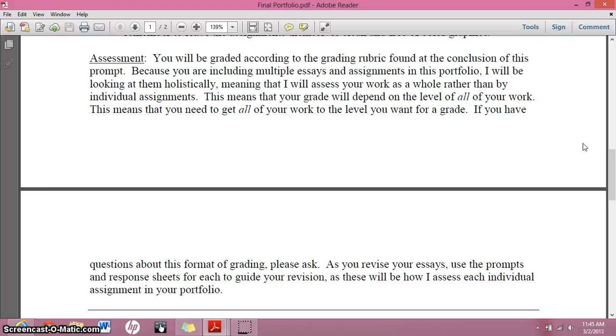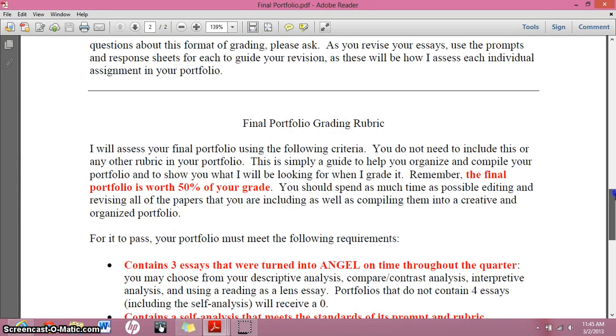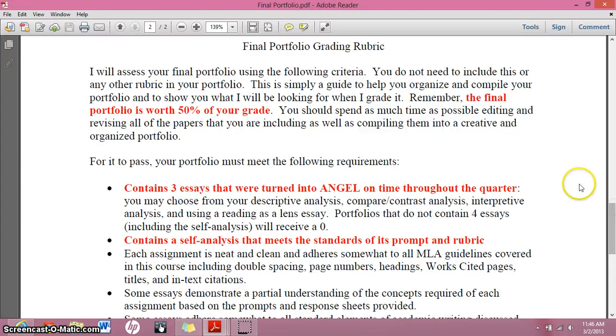If it doesn't make sense, let me know and I'll explain it to you individually. But just remember, I'm not doing points or anything like that. I simply look at your portfolio and say, this is a work based on how each individual paper is meeting the requirements of its prompt and rubrics. So that's how I'm going to grade it. So you want to make a really good impression. That's usually the bottom line.